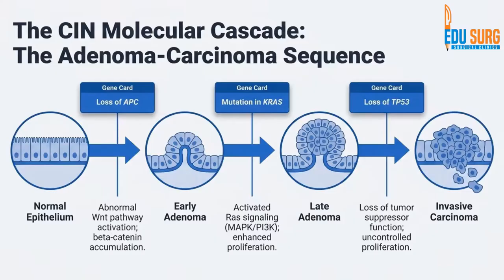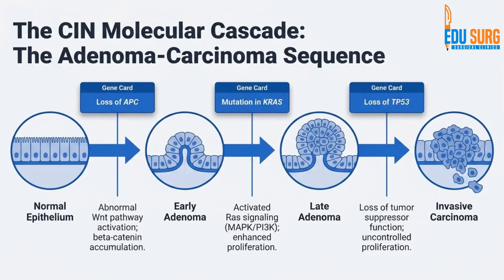So what happens in the classic adenoma-carcinoma sequence is basically the CIN molecular cascade. You see loss or mutations in various genes and how they result in formation of adenoma and then invasive carcinoma. So in normal epithelium, when there is loss of APC or adenomatous polyposis coli gene, the abnormal WNT pathway activation results in beta-catenin accumulation, and this basically results in the early adenoma stage.